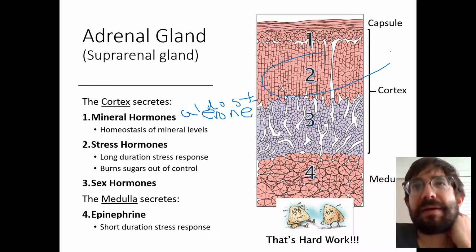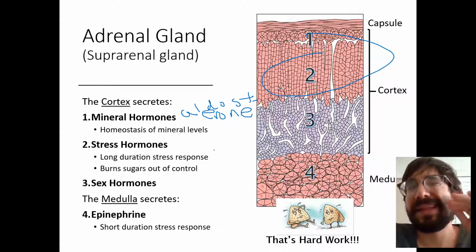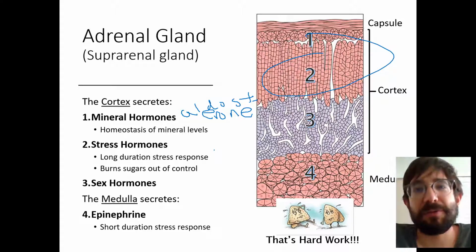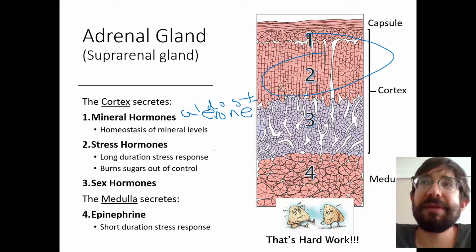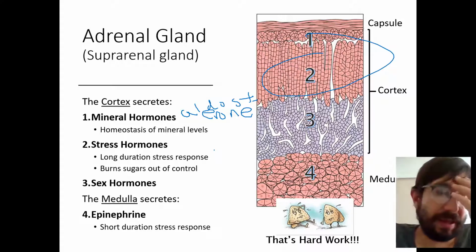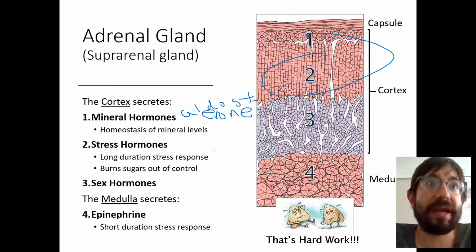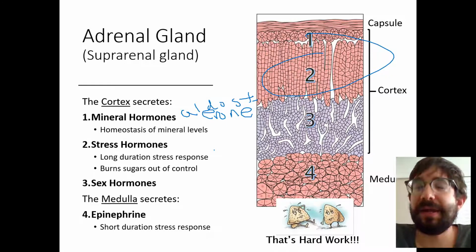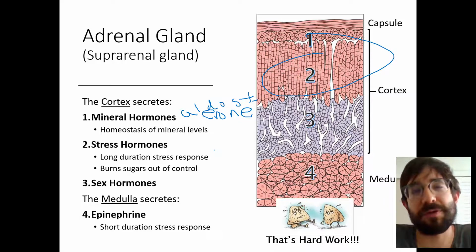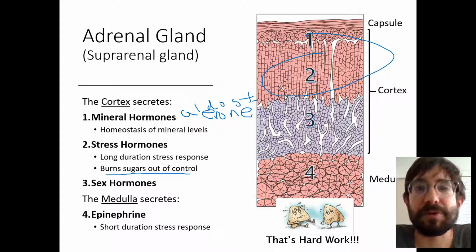The next layer of your cortex secretes stress hormones. This is not epinephrine. This is like a longer term stress response. This is like the kind where if you're constantly worrying, maybe because you're anxious, but maybe because you've got a test in 2 months, or you have a family member who's ill or something that's causing a long-term stress, these are those stress hormones. And one of the things they do is they'll cause you to burn sugar to try to deal with this stressor.